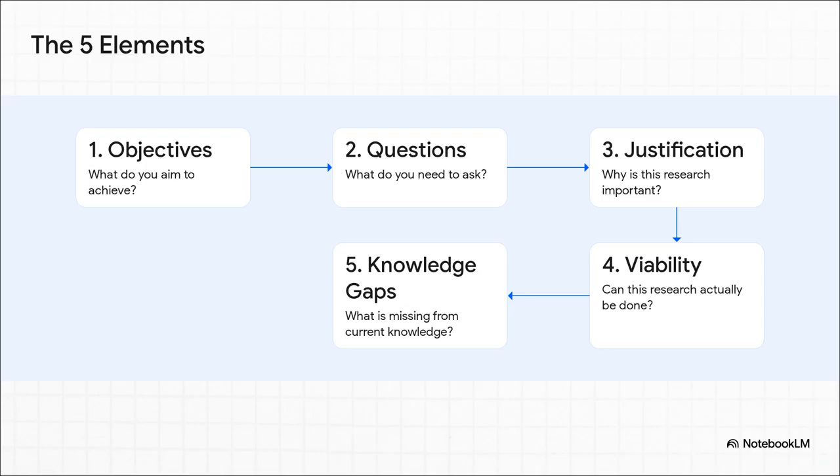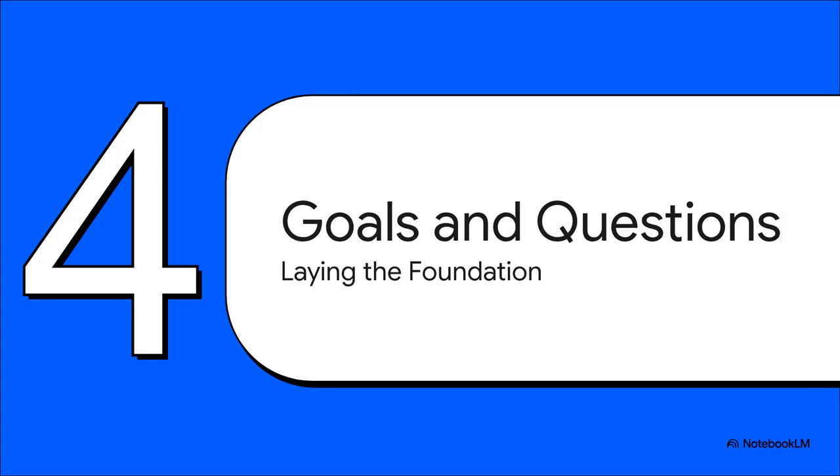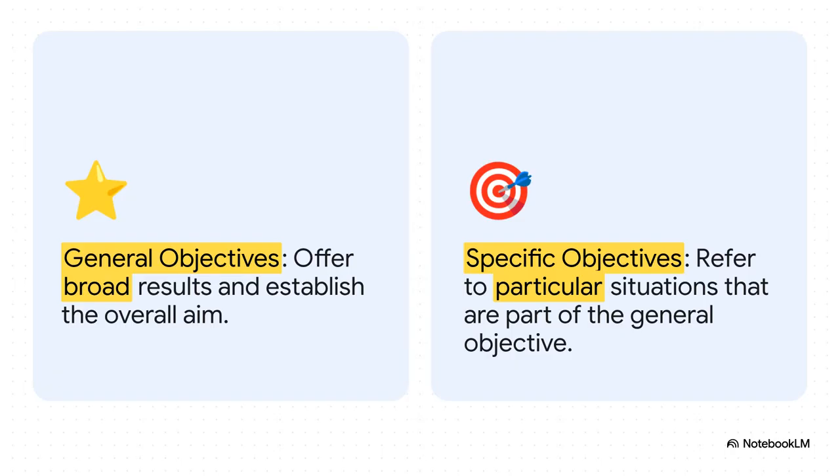Let's break these down. So we're going to start with the first 2 because they really go hand in hand, setting your objectives and then crafting your research questions. This is basically where you draw the map for your entire journey. First off, it's so important to know the difference between your big picture goal and your smaller, actionable steps. Your general objective is like your North Star. It's the overall aim of your whole study. But your specific objectives, those are the concrete, measurable things you'll do to get there.